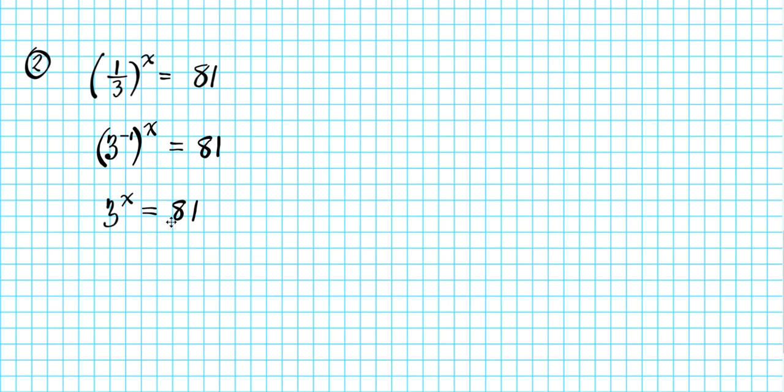Now, can I express 81 as a power of 3? Let's go over our powers of 3, okay? So 3 to the first power is 3. Let's not forget 3 to the 0th power is 1. That's important in some problems. 3 to the second power is 9. 3 to the third power is 27. And 3 to the fourth power, 27 times 3 is 81. This is the one we're looking for.